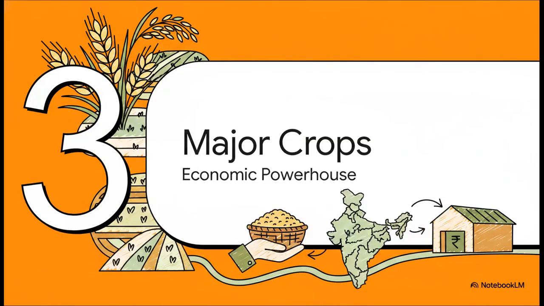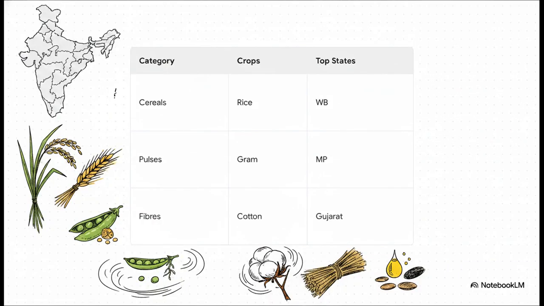Okay, Section 3, major crops feeding India: an economic powerhouse. Let's zoom in on the actual harvest that feeds over 1 billion people. To wrap our heads around this massive variety, let's break down the major players. Food grains alone take up about two-thirds of the total cropped area in the country. Cereals like rice and wheat absolutely dominate the landscape.